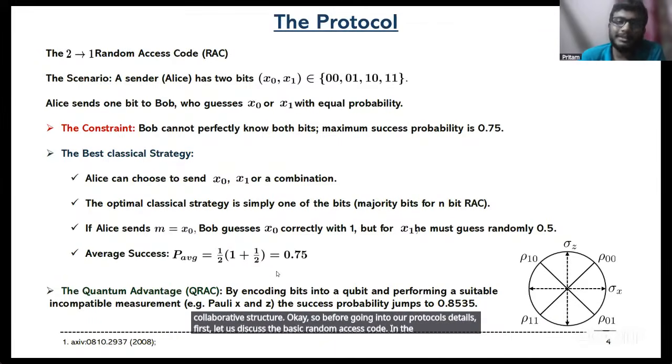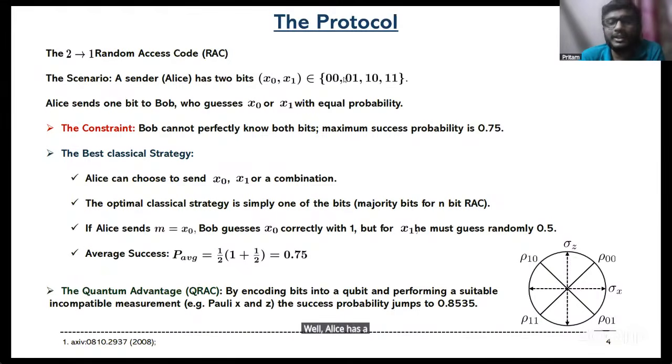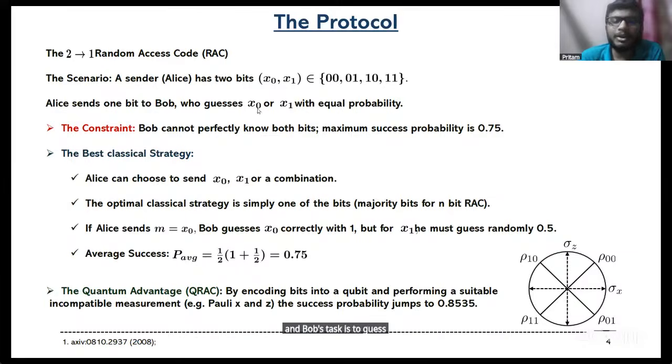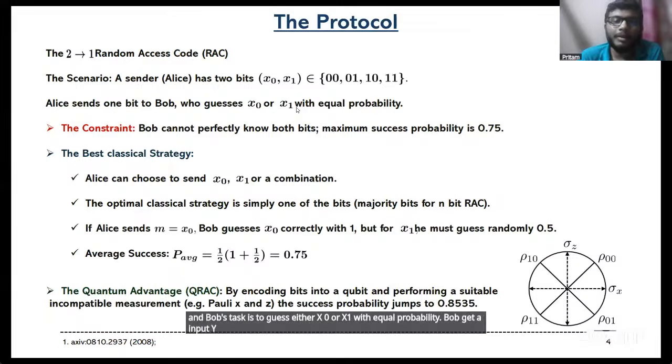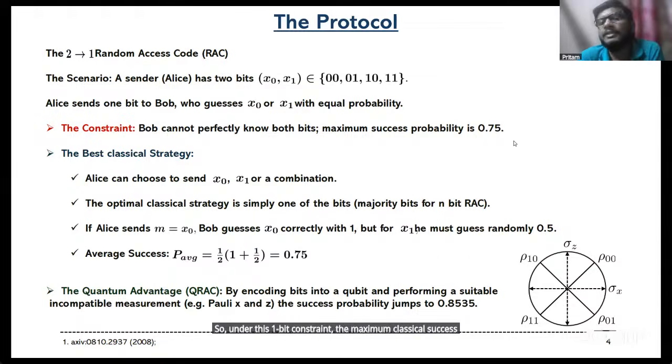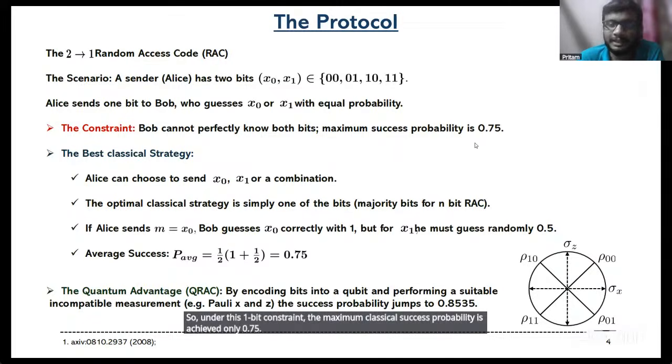In the basic random access code, this is an information task where Alice has a two-bit string, 00, 01, 10, 11, but she can send only one bit in a given run of the experiment. And Bob's task is to guess either x0 or x1 with equal probability. Bob gets an input y and needs to guess the yth bit of x, right? So under this one bit constraint, the maximum classical success probability achieved is only 0.75. This is the best success probability.